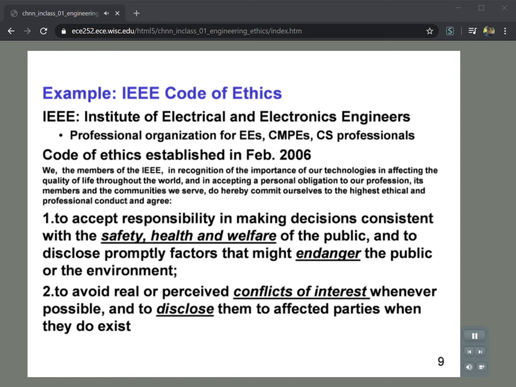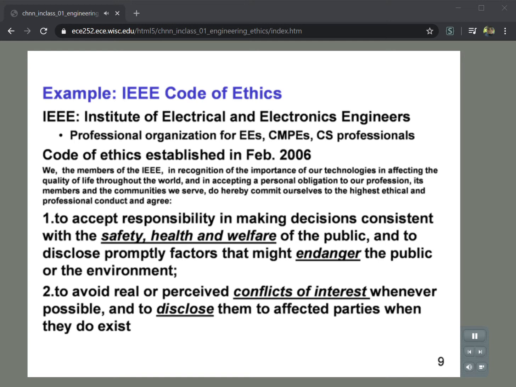One example that can be helpful here is to go through an actual code of ethics that's been created by the IEEE, the Institute of Electrical and Electronics Engineers. IEEE is an organization that I belong to. It's the professional organization for EEs, computer engineers and computer science professionals. And just a few years ago, in February 2006, they assembled a committee and sat down and decided to create a code of ethics for our profession.